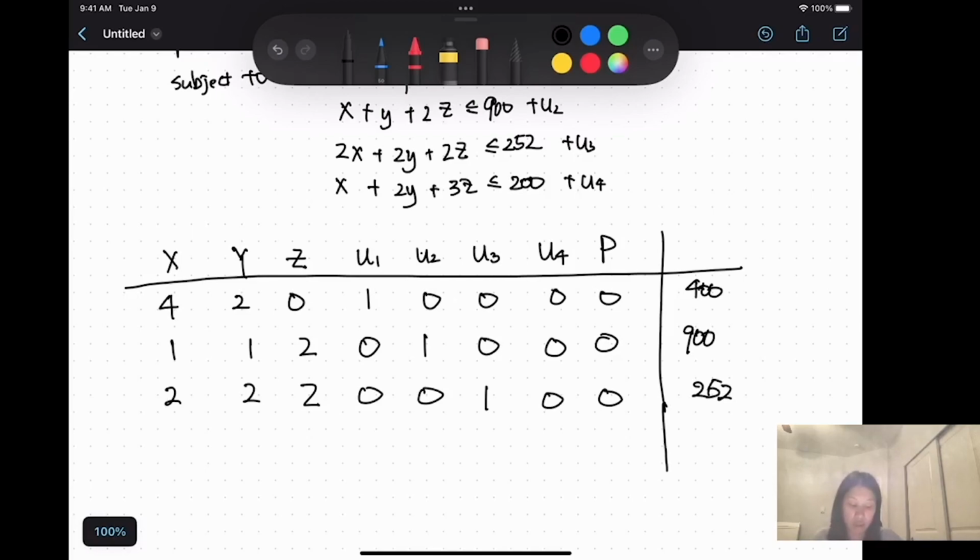Alright, so the next one would be x equal to 1, y coefficient is 2, 3z, 0, 0, 0, and u4 is 1, P is 0, and then the total number would be 200.